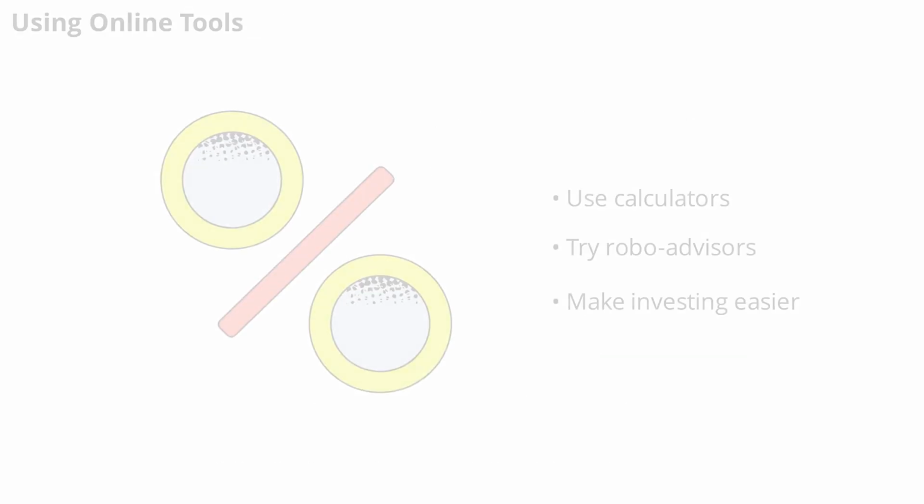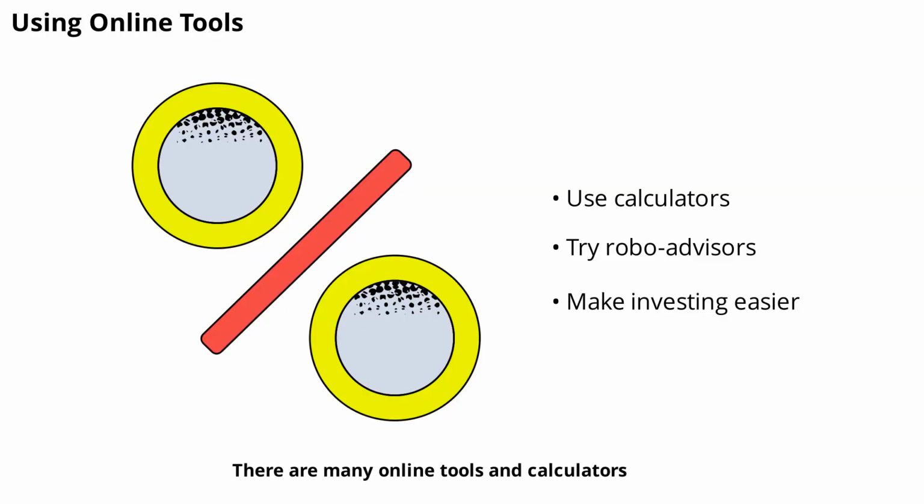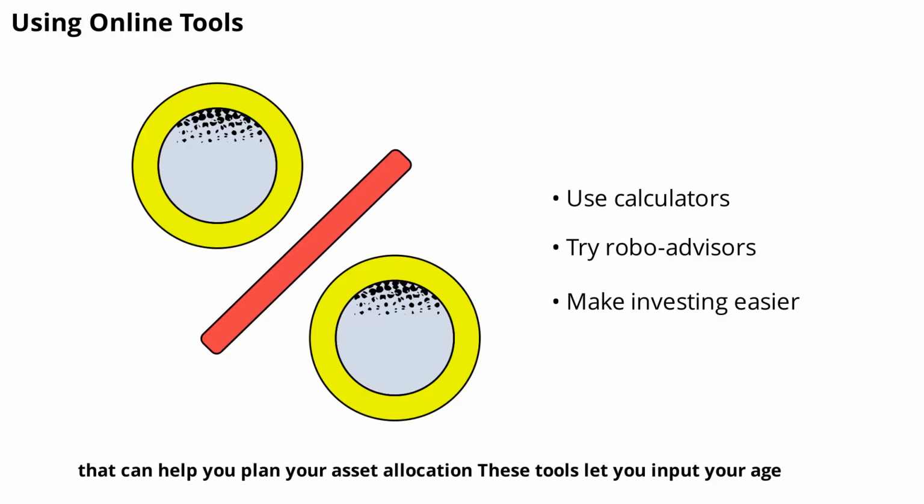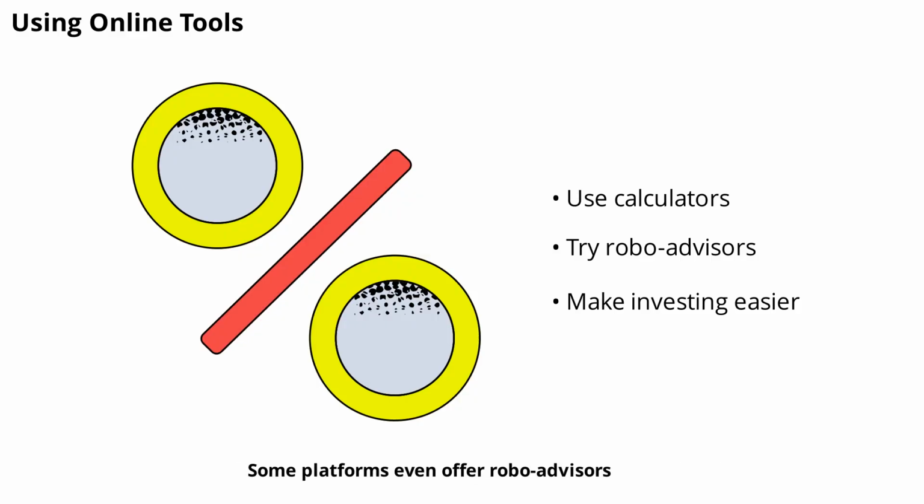Next, let's talk about using online tools and resources. There are many online tools and calculators that can help you plan your asset allocation. These tools let you input your age, goals, and risk tolerance to suggest a mix of stocks, bonds, and cash. Some platforms even offer robo-advisors, which automatically manage your portfolio based on your preferences. Using these resources can make investing easier and more accessible for beginners.